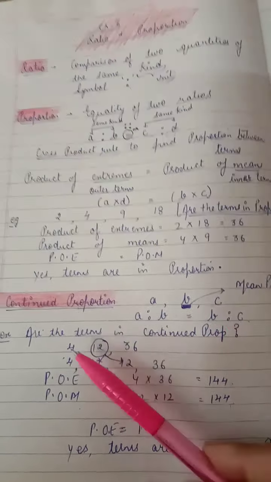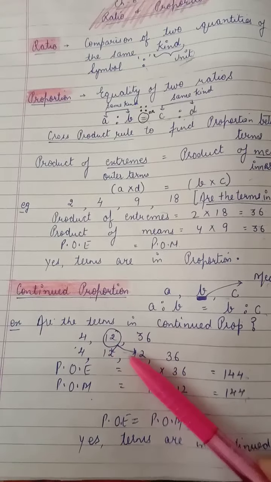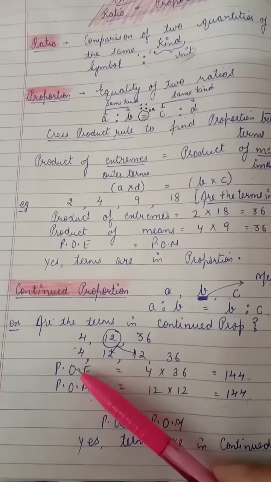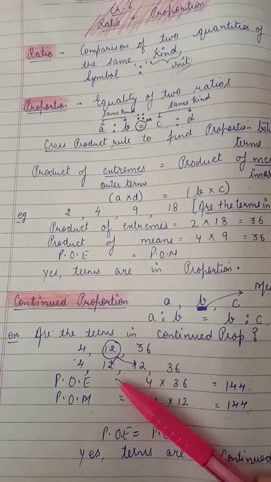Now let's see one example. Are the terms in continued proportion, and the terms are 4, 12 and 36. So as there are three terms, it's a continued proportion case. We'll double the middle term. So we'll repeat 12, and outer terms extremes, inner terms means. Product of extremes, that's 4 into 36, which is 144. Product of means, which is 12 into 12, which is again 144. Now as we can see that 144, 144, product of extremes is equal to product of means. So we can say that yes, the terms are in continued proportion.